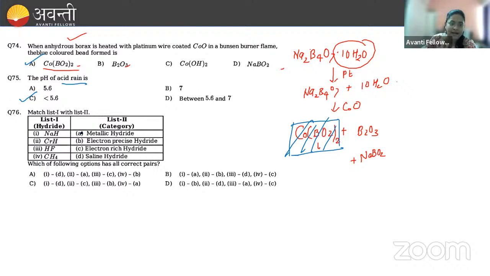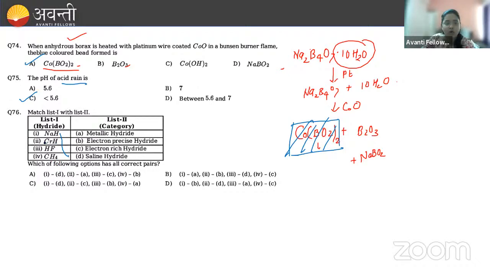Next, we have been given a hydride list and we have categorized them. The hydrides are NaH, CrH, HF, and CH4. The categories are metallic hydride, electron precise hydride, electron rich hydride, and saline hydride. So what is your answer? NaH is a saline hydride.